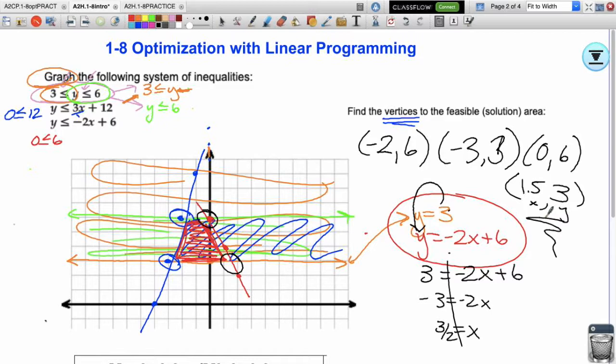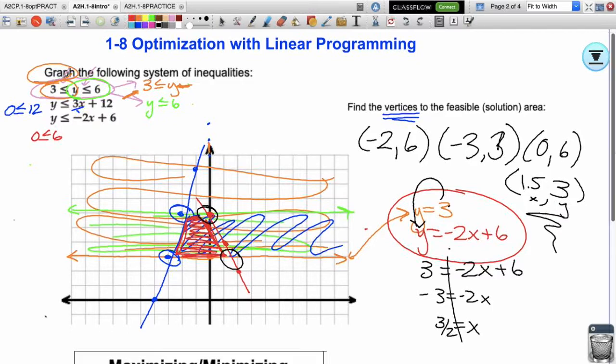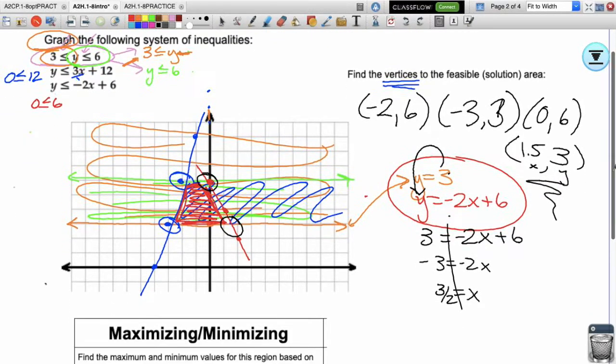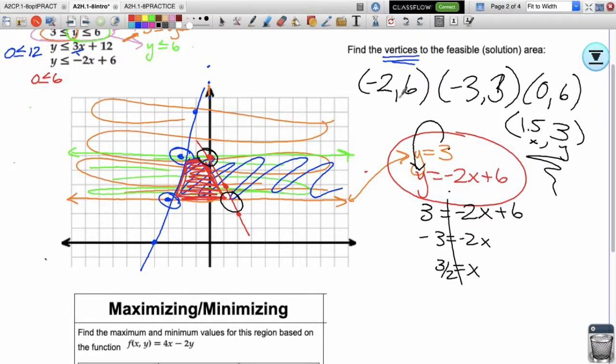None of these items should feel that new to you. What's new with linear programming is taking each of these really important points, all 4 of them, and plugging them into either a profit or a loss equation. And this is on the back side of your sheet. We're going to start working. I'm going to scroll the sheet down, but you can flip yours right over.